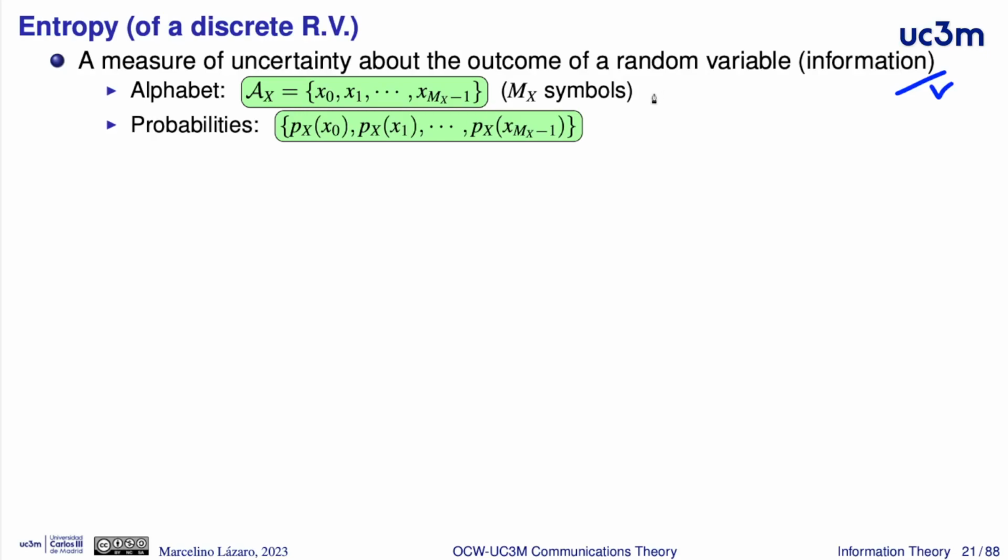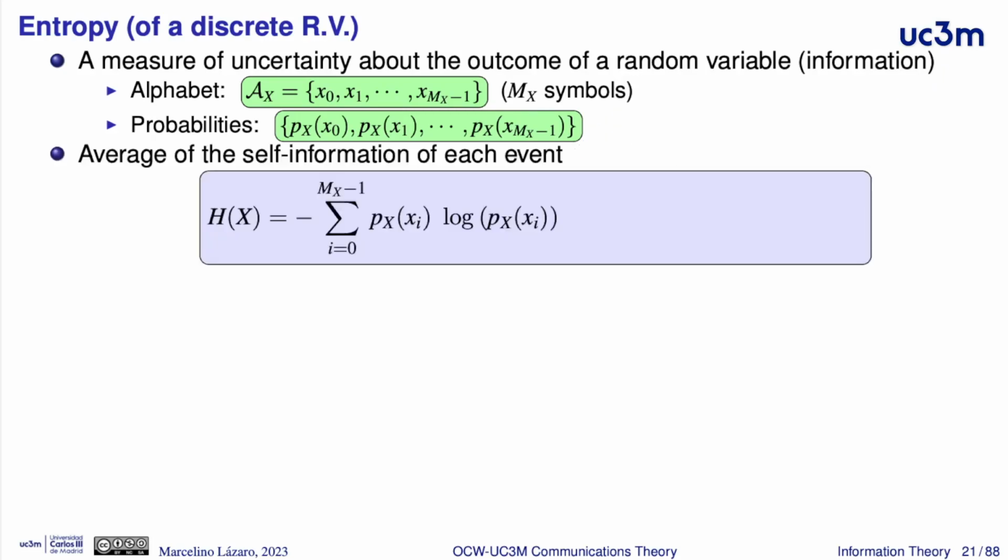If we have a random variable with a given alphabet of M_X symbols, and we know the probability of all these events, the entropy is a very simple extension of the self-information. In fact, it is just the average of the self-information of the different events, of the different elements of the alphabet of the random variable. Taking into account the properties of the logarithm, we can write this as minus the sum of the product between the probability of each event times the logarithm of this probability.